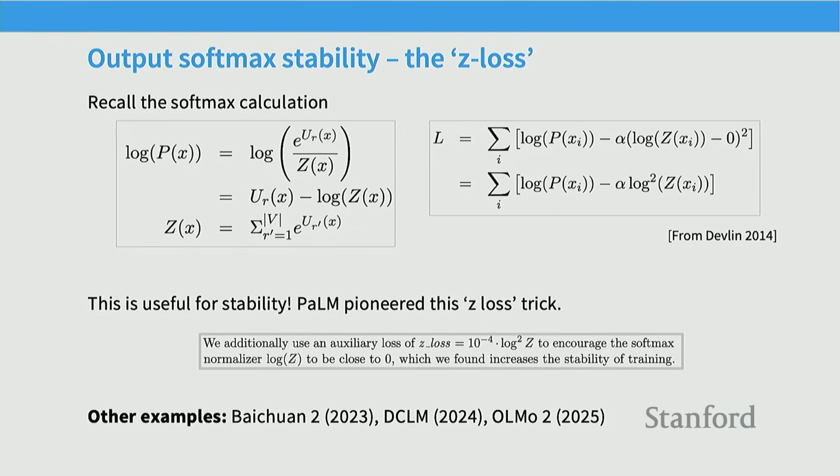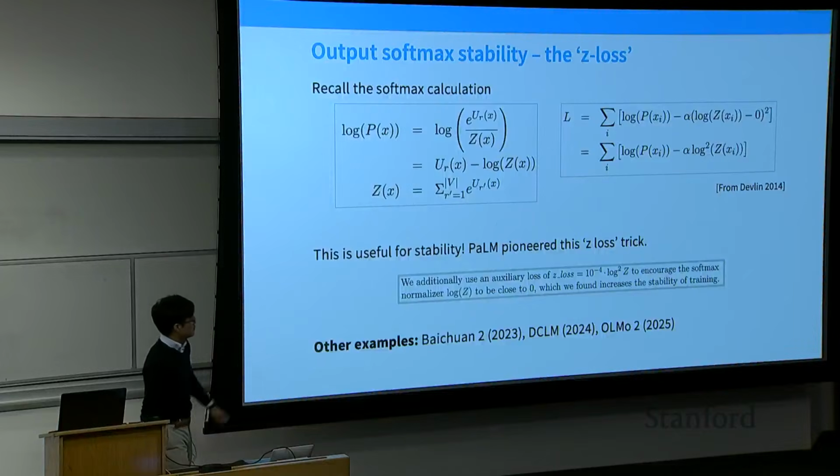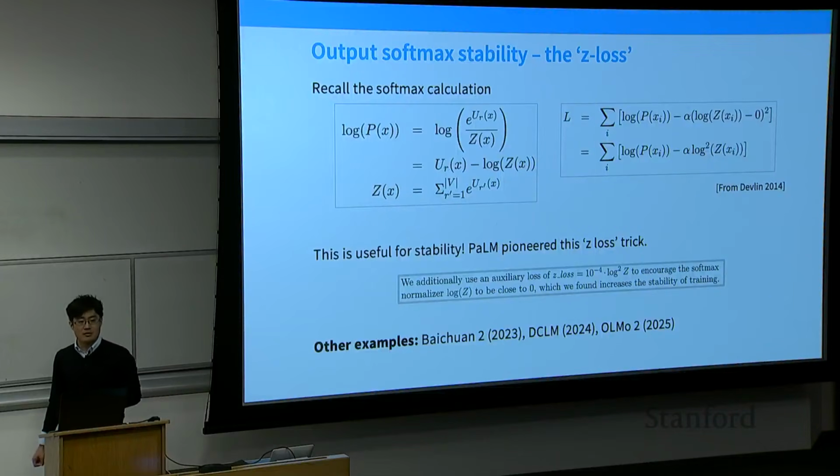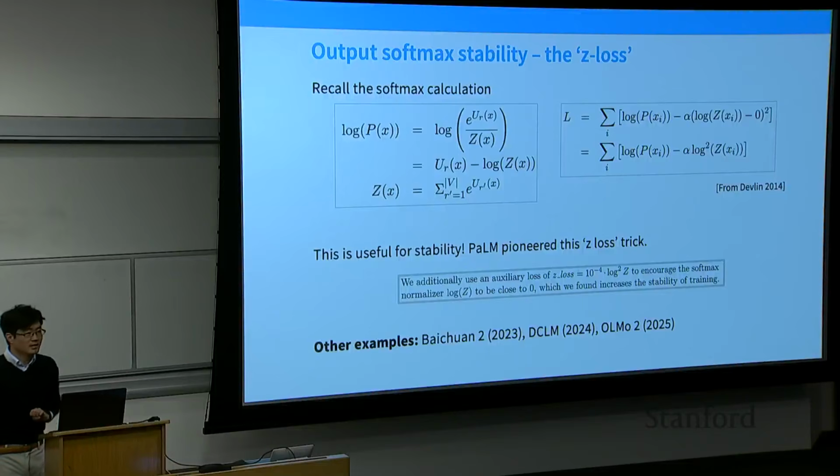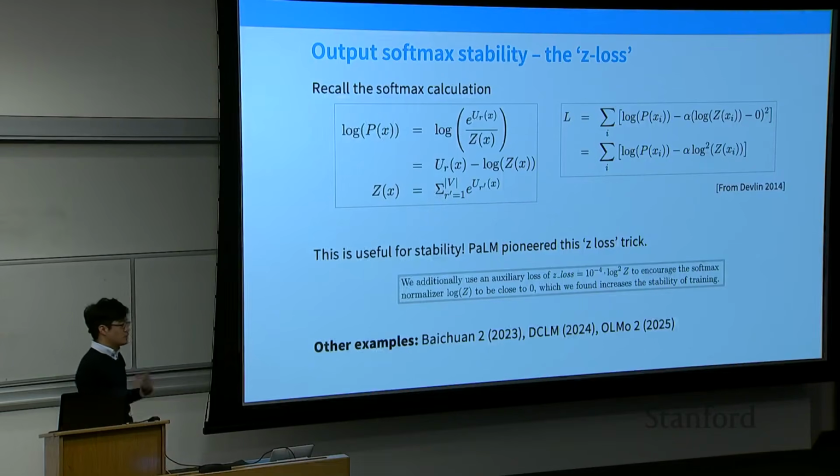I think Jacob Devlin and others did this for machine translation for totally different reasons than what it's used for today. But I think the first instance of this in language modeling land was PaLM, who used this as, they called it, an auxiliary loss of Z-loss 10 to the negative 4 log squared Z, to basically encourage the softmax normalizer to behave nicely. And you can reason through the behavior of this regularizer.